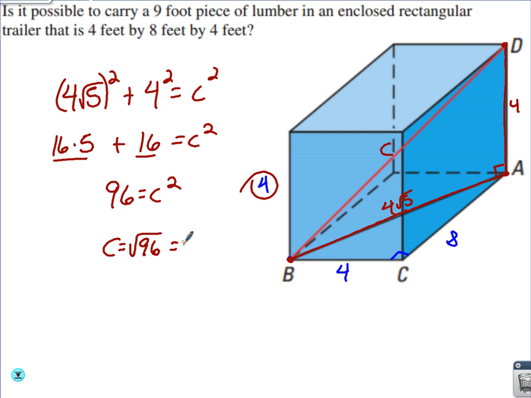The square root of 96 is about 9.7. So C has a distance of about 9.7 feet. So the question is, can you put a 9-foot piece of lumber here to here? Yeah, you've got 9.7 feet. You had 8.9 feet here, so your lumber would lie kind of there, if I had my guess. But it will fit.